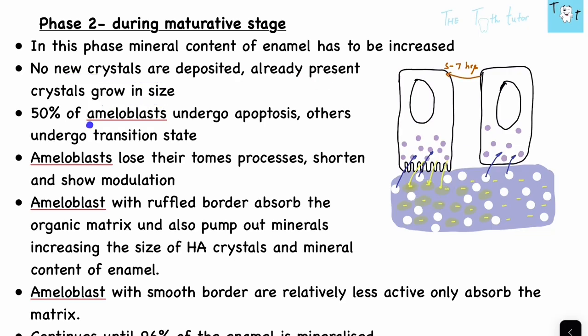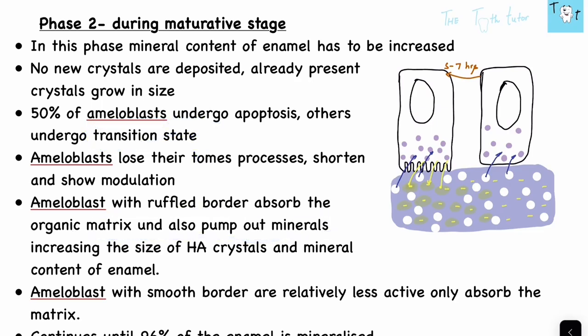Okay. 50% of the ameloblasts undergo apoptosis, that is cell death. Others undergo transition stage. So what is transition stage? These changes which will take place in the ameloblast. This is called the transition state. Ameloblasts lose their Tomes process, shorten, and show modulation. So this is the transition state. Ameloblasts will have a ruffled border, absorb the organic matrix, and also pump out the minerals.